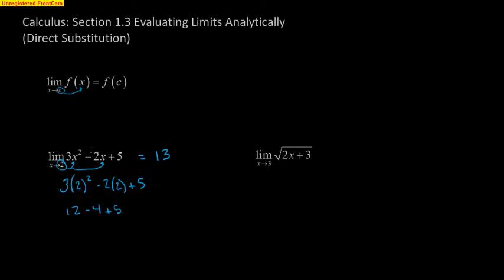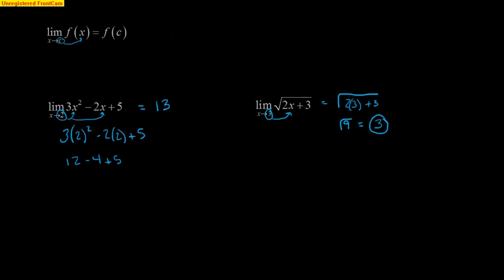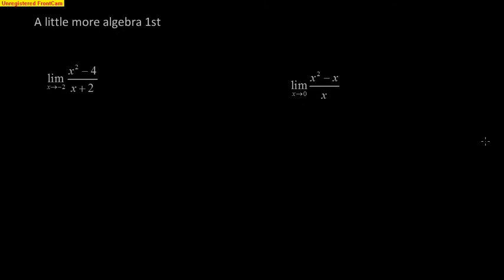Didn't have to make an XY table, didn't have to look at a graph. Let's look at another one right here. The limit as x approaches 3. We're going to take this 3 and plug it in right here and see if we get an answer. We'll have the square root of 2 times 3 plus 3. So as you can see here, 6 plus 3, we'll have the square root of 9, and therefore as we approach 3, we'll have a limit of 3 for our answer here. Now that's just the straight direct substitution. Let's look at 2 more that require just a little bit more algebra first.